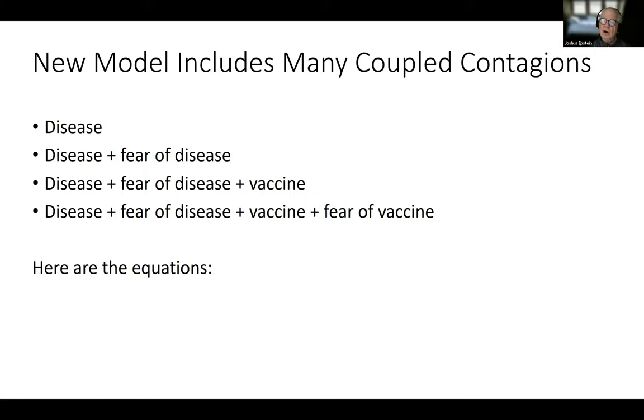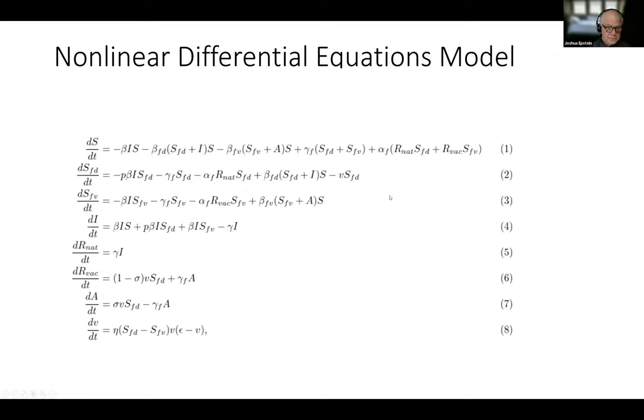All right. So our new model that we produced in this COVID pandemic includes many contagions. There's the contagion of disease, of course, but there are several other contagions. Disease and fear of disease is another contagion. That can be suppressed by vaccine, but there can also be fear of the vaccine. So the model is called coupled contagion, a two-fears epidemic model, which tries to get all of these behaviors under one roof. Here are the equations.